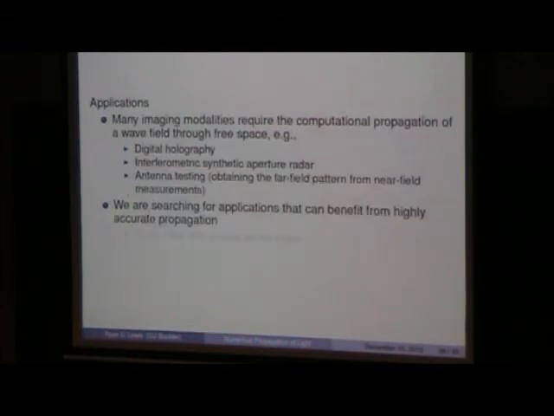We're also interested in applications where accurate propagators matter. Many imaging modalities require you to propagate a field through free space. Some obvious ones are digital holography, interferometric SAR, and antenna testing, where you want to take near field measurements of the antenna pattern and propagate them to the far field so you can get the radiation pattern of the antenna. So we are searching for applications that can benefit from highly accurate propagation. If you have one, please let me know.